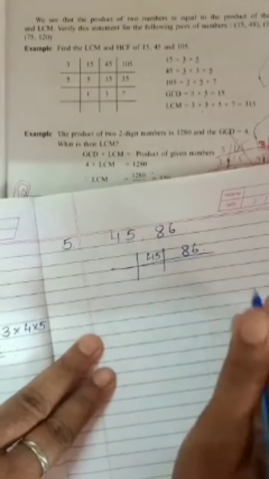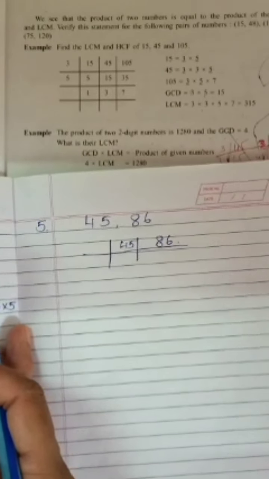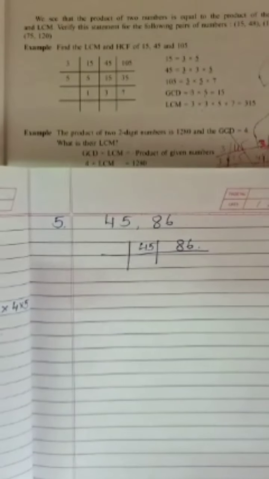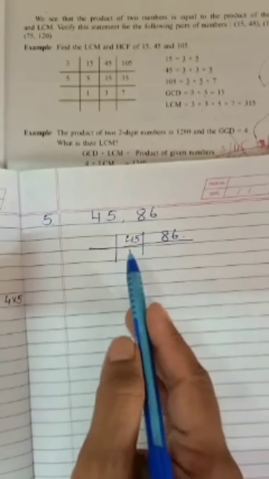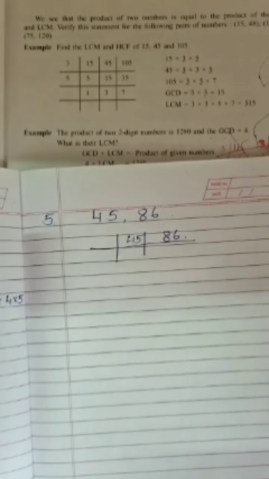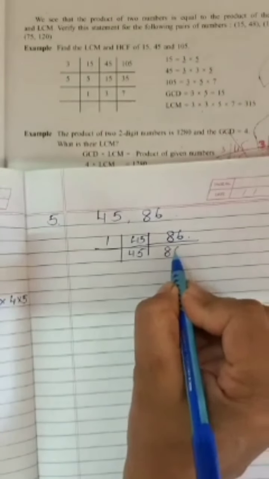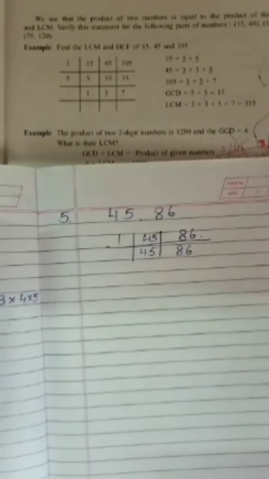Now 45 and 86, these numbers will be divided by 1 only. We have got the numbers 45 and 86. If you divide these numbers by 1, because both these numbers cannot be divided by any one number, it can be divided only by 1. So 1 45s are 45 and 1 86 is 86.